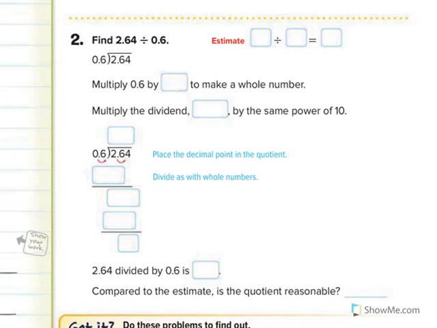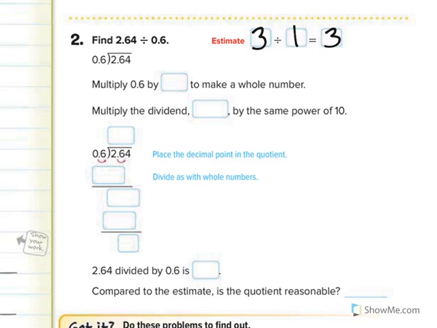Now let's look at example 2 and try it together. It asks us to find 2 and 64 hundredths divided by 6 tenths. So if I first estimate this, 2 and 64 hundredths would round to about 3, 6 tenths would round to 1, and 3 divided by 1 is 3, right? So I know that my answer should be somewhere around 3, maybe a little above, maybe a little below.